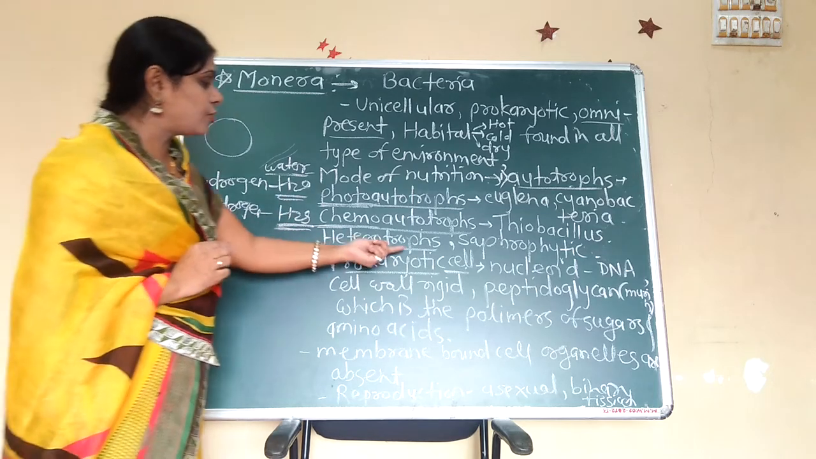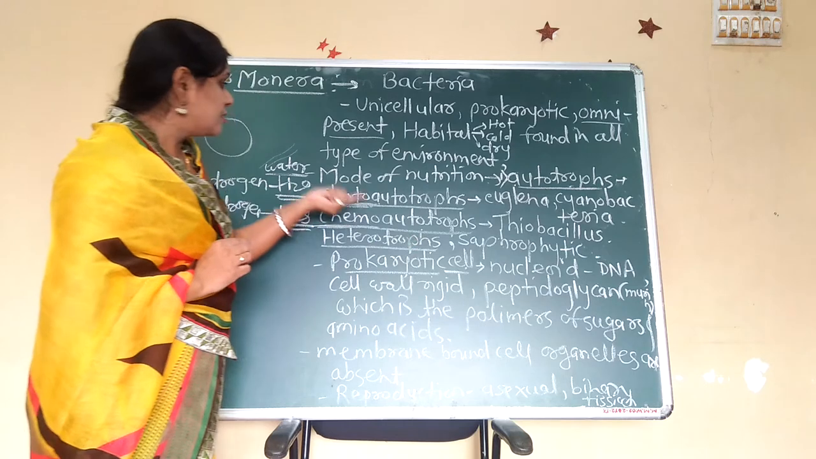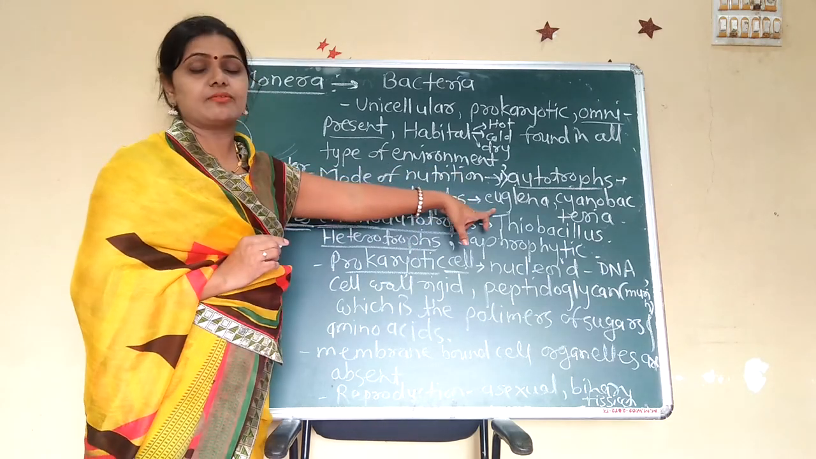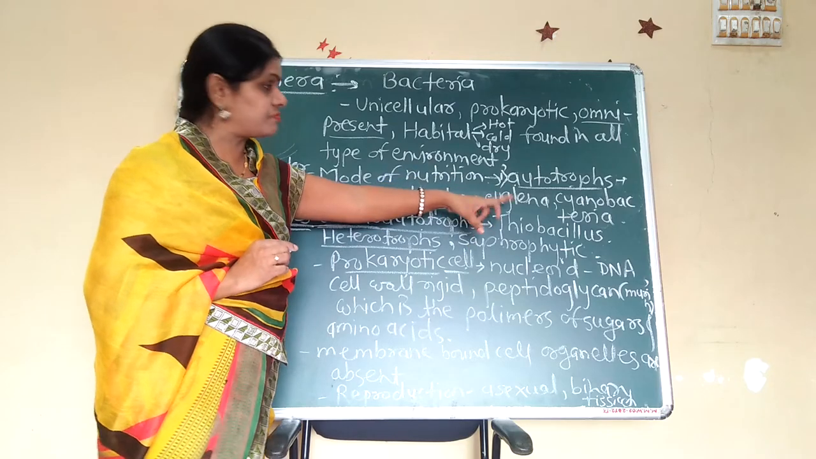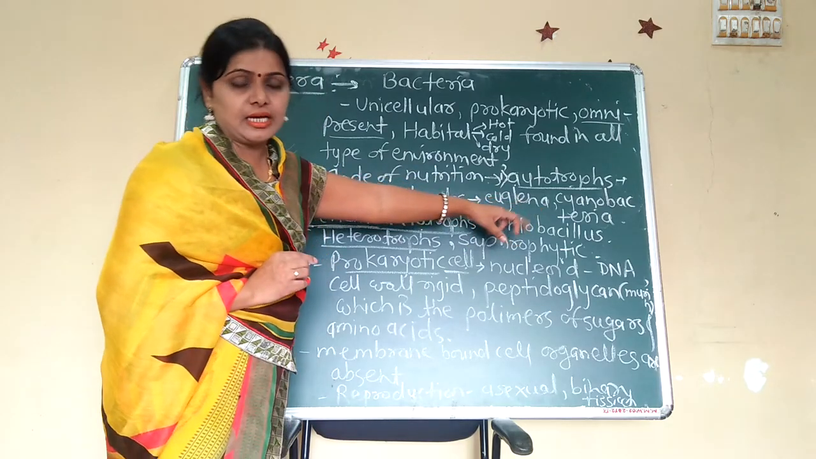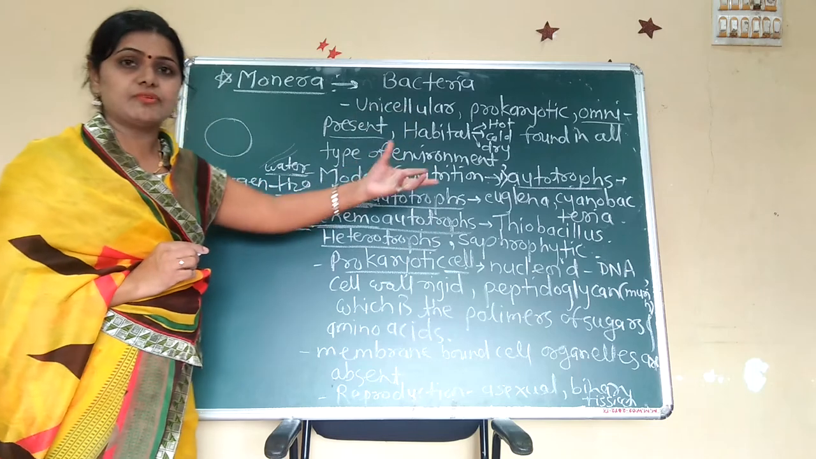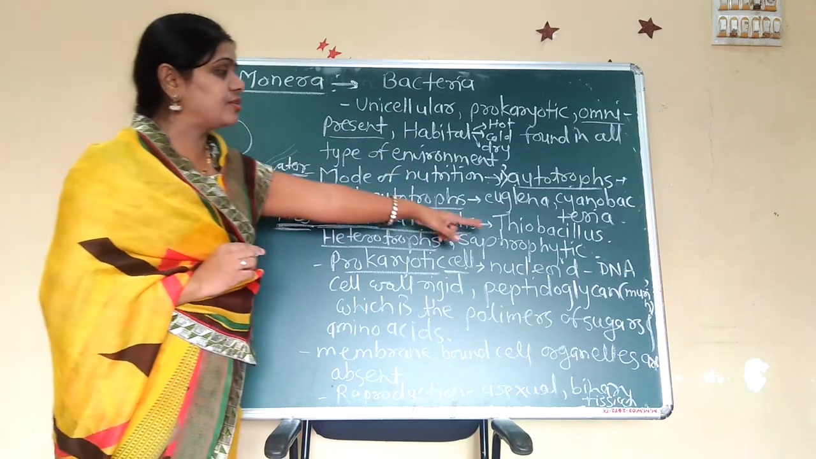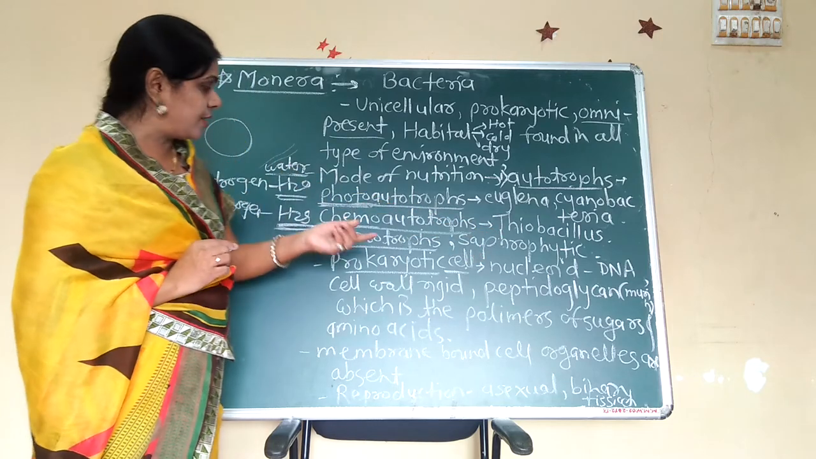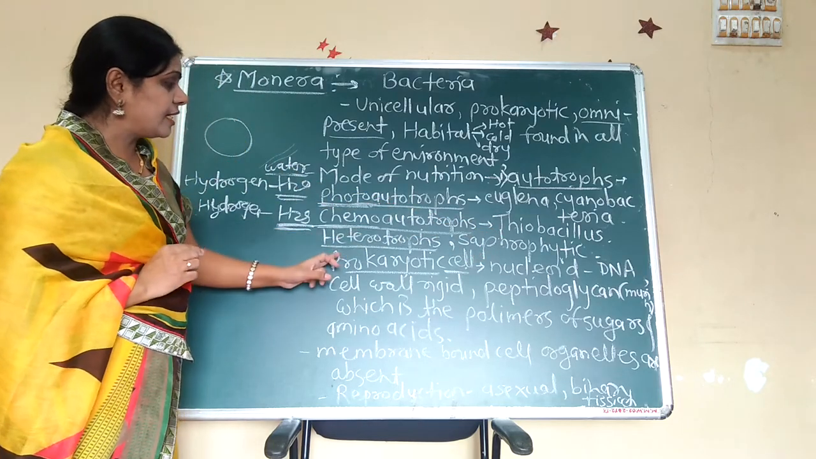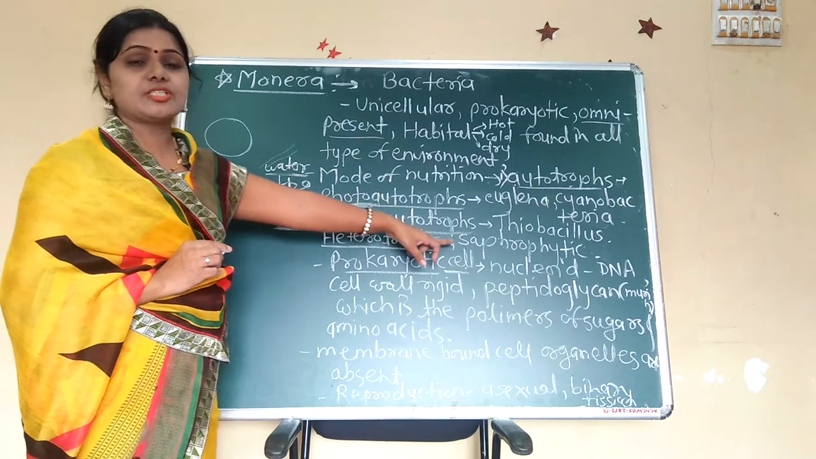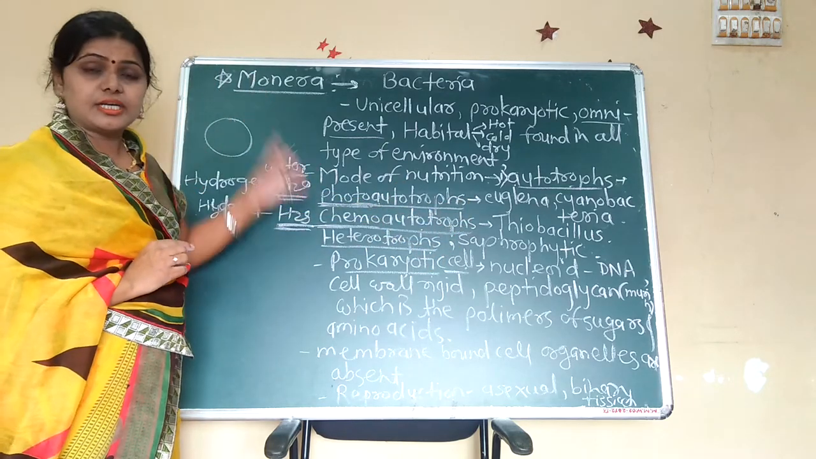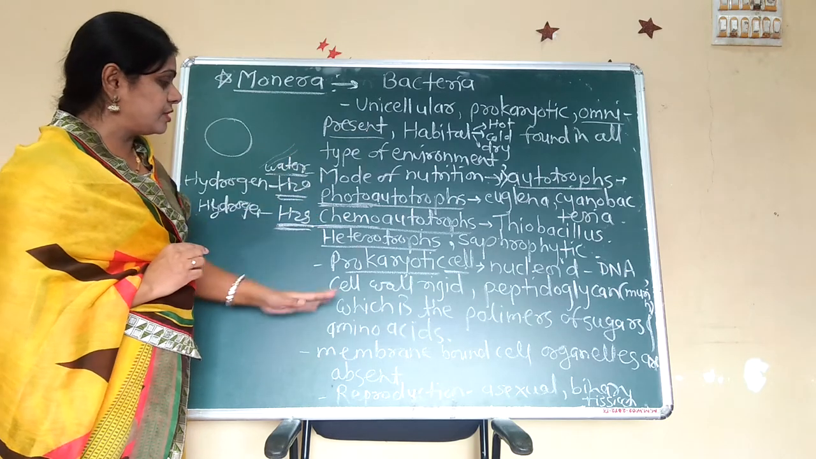Then heterotrophs. That is the example of the autotrophs, that is the photoautotrophs, Euglena, which is an example of the photoautotrophs, and cyanobacteria, that is Nostoc and Anabaena, which are examples of cyanobacteria, and the chemoautotroph, that is Thiobacillus, which is one of the examples of the chemoautotrophs. Then the heterotrophs and some saprophytic, that is also in the kingdom Monera, that is the modes of nutrition.